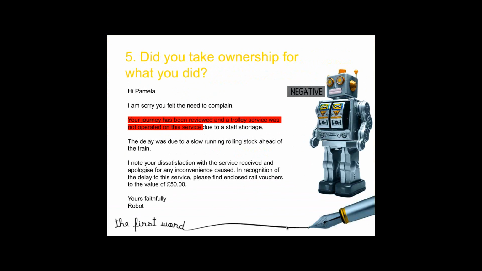It's in the second sentence. Your journey has been reviewed and a trolley service was not operated on this service. Who's reviewed it? We don't know. A trolley service was not operated. Who didn't operate it? There's no ownership here. We're using what's called the passive, and I'll explain more about that shortly.